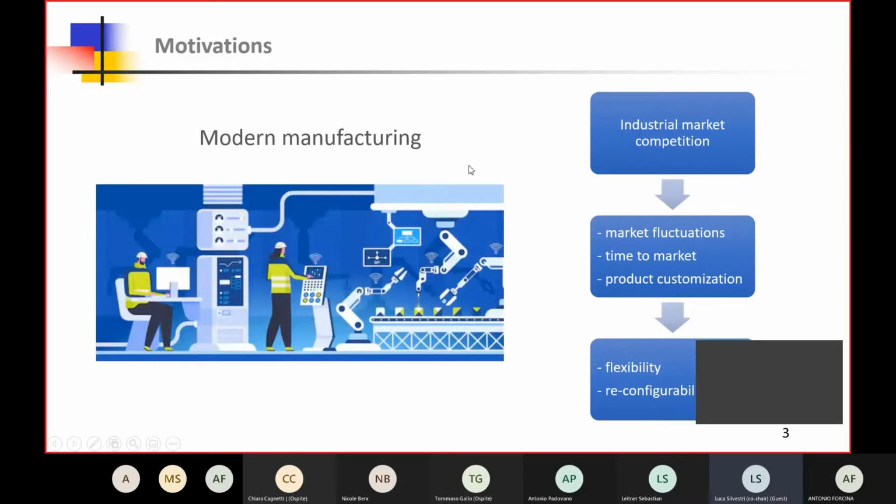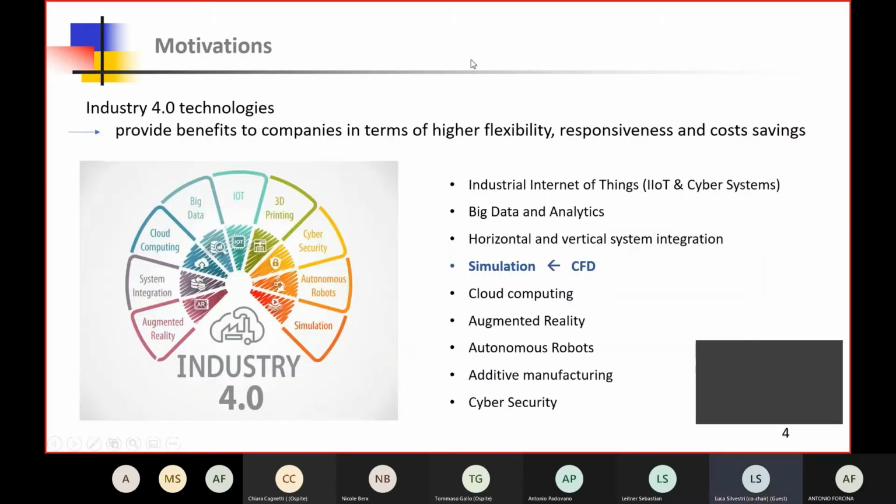In modern manufacturing, industrial market competition has to face different market fluctuation, time to market, and product customization, and companies are demanded to address such issues through flexibility and reconfigurability. Industry 4.0 technologies already provide benefits to companies in terms of higher flexibilities, responsiveness, and cost savings.